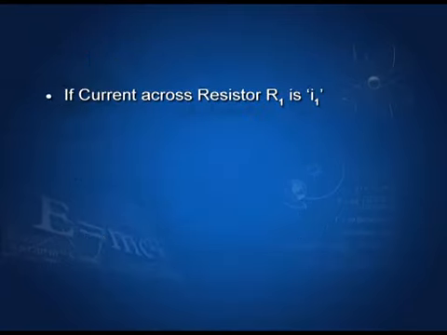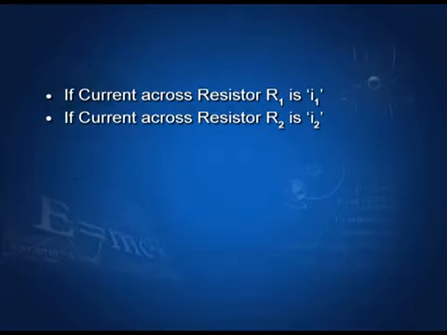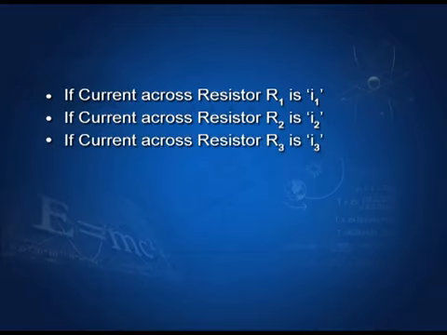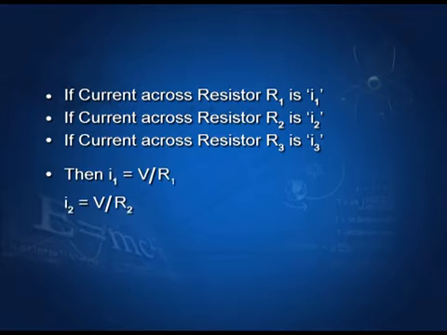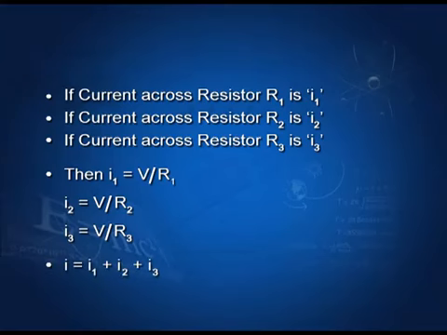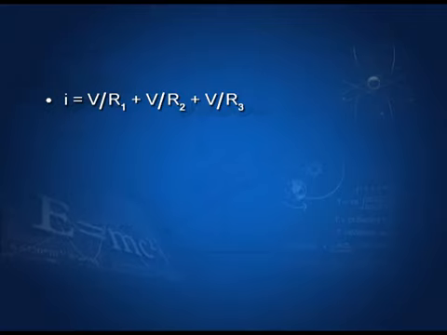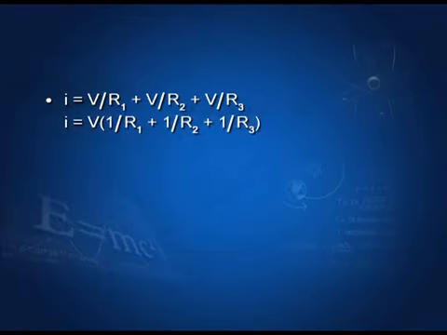If current through resistor R1 is I1, through R2 is I2 and through R3 is I3, then according to Ohm's law, I1 equals V upon R1, I2 equals V upon R2 and I3 equals V upon R3. According to the law of conservation of charges, we get I equals I1 plus I2 plus I3. Substituting the values of I1, I2, I3, we get I equals V upon R1 plus V upon R2 plus V upon R3. As V is common, we get I equals V into (1 upon R1 plus 1 upon R2 plus 1 upon R3).